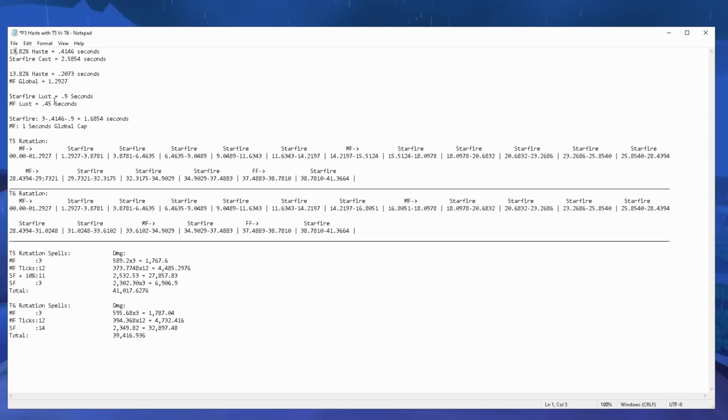So for both sets, I had the same amount of haste. The only thing I changed in both of the sets was the 4 pieces of tier.